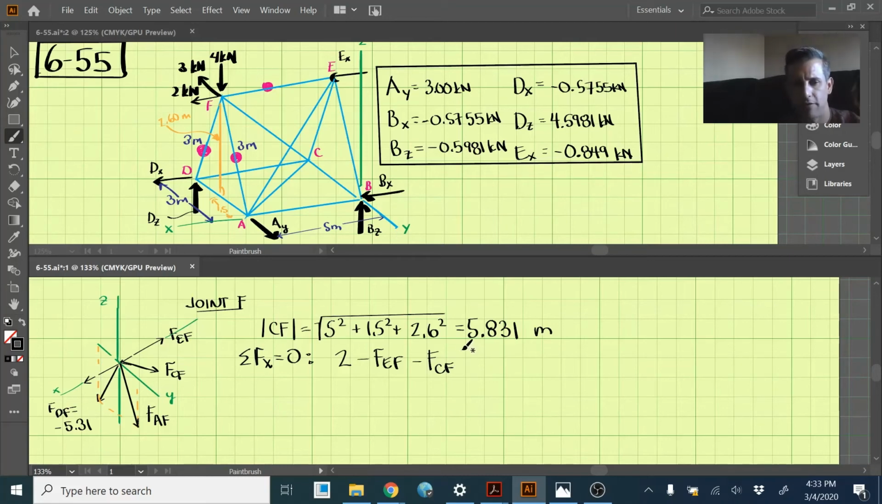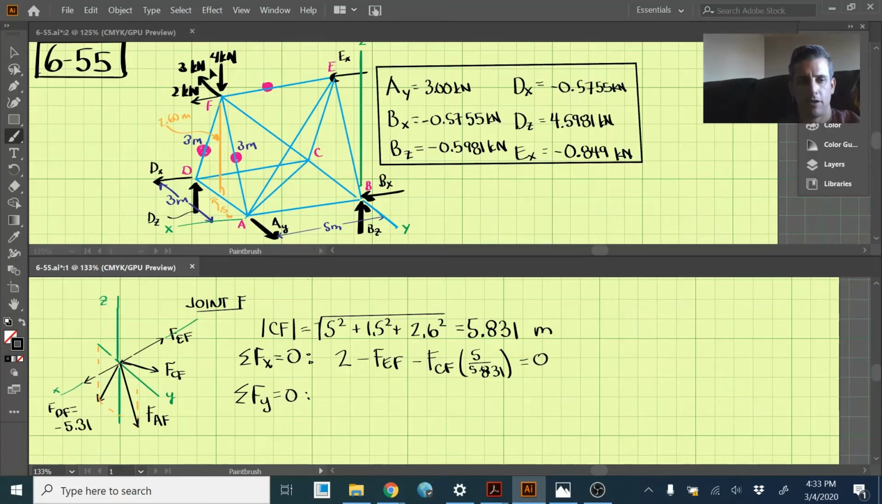And the component of that, in the X direction we have 5, as we move from F to C here, it's 5, over the total length of it, which we just found is 5.831, and that is equal to 0. And we have 2 unknowns in this equation. We can't solve that yet, so let's move on to the sum of the forces in the Y direction, set those equal to 0.